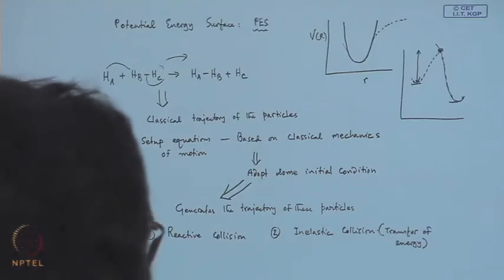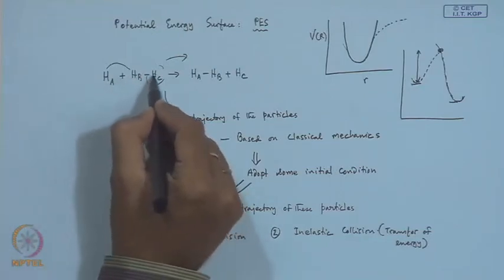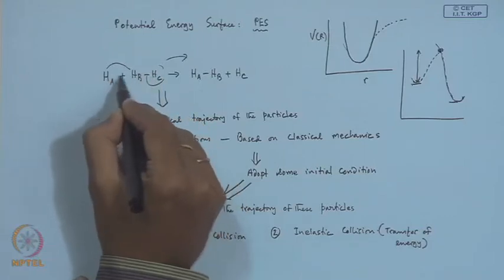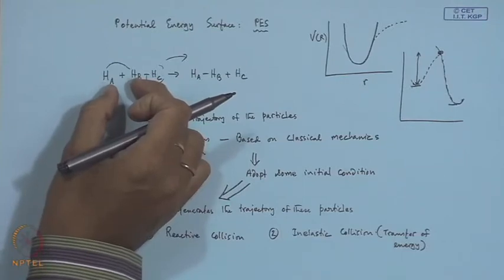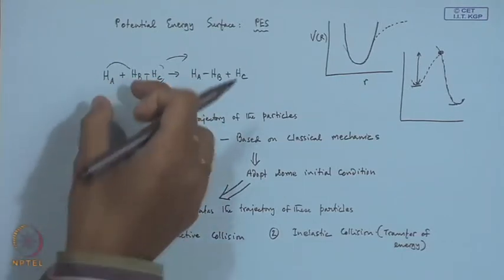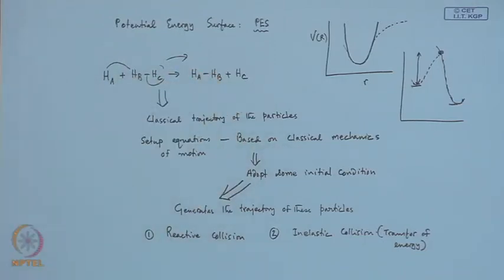So, classically we have to solve the equation, which means we have to set up equations of motion for individual particles based on classical mechanics. We have to adopt some initial conditions. Initially they were at this bonded distance and this distance was larger, then gradually we reduce the distance so that this bond is formed, and maybe this one is increasing. So, we generate trajectories of particles.